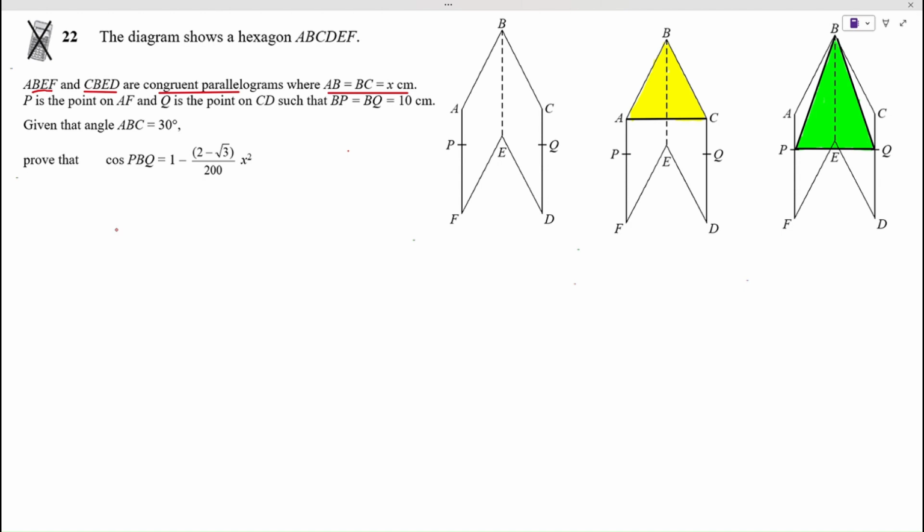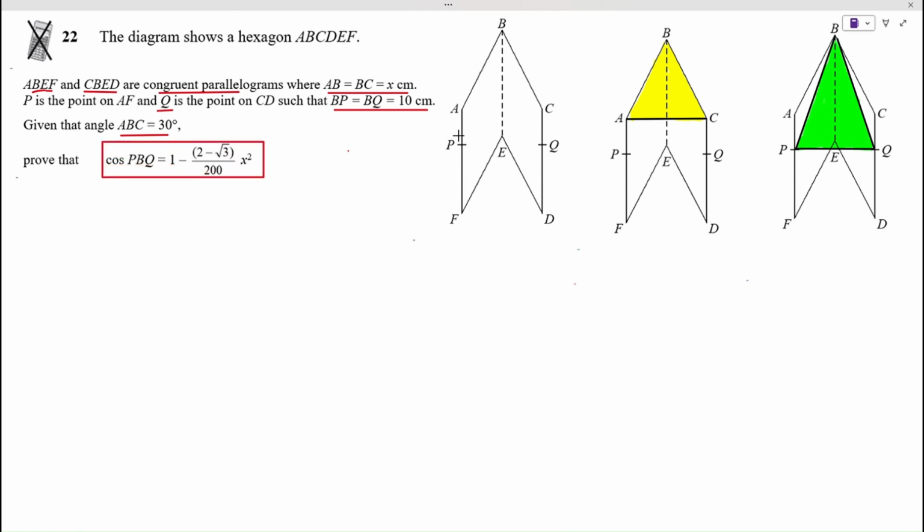P is the point on AF and Q is the point on CD, such that BP and BQ is equal to 10 centimeters. Given that angle ABC is equal to 30 degrees, prove that cos of PBQ is equal to 1 minus (2 minus root 3) over 200 times x squared.